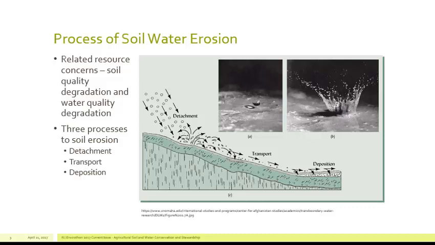Transport is the next process of soil erosion. Once the particles become detached from the structure, they can be transported. The amount of transport depends on the surface cover, the slope, and the slope length. Longer, steeper slopes will yield more transport than flatter, shorter slopes. During transport, not only are soil particles transported, there is a risk of pathogens, pesticides, and nutrients being transported if they're attached to the loose soil particles.